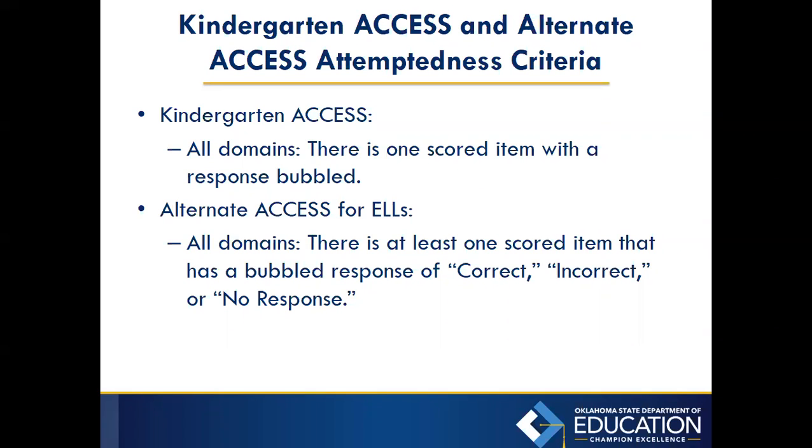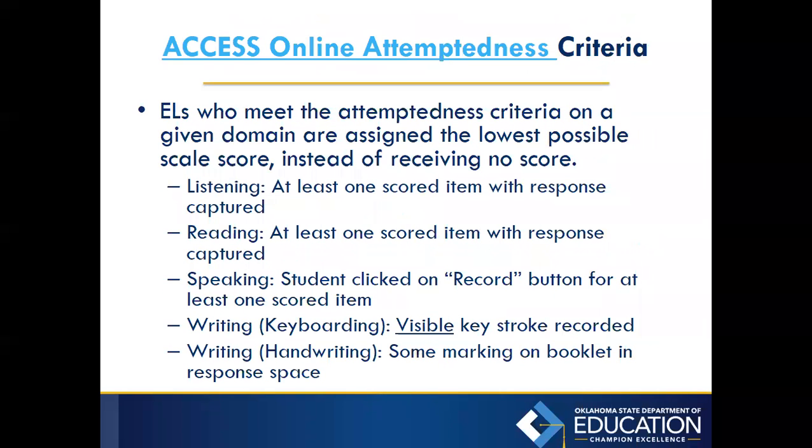And then for kindergarten and alternate access, they have close to the same criteria. So in kindergarten access, all domains, there is one scored item with the response bubbled. For alternate access for ELs, all domains, there is at least one scored item that has a bubbled response of correct, incorrect, or no response. And for all of these, the answers do not have to be correct. It has to be just an attempt to at least bubble or click on something on there. So the responses don't actually have to be correct for them to get that lowest possible scale score.